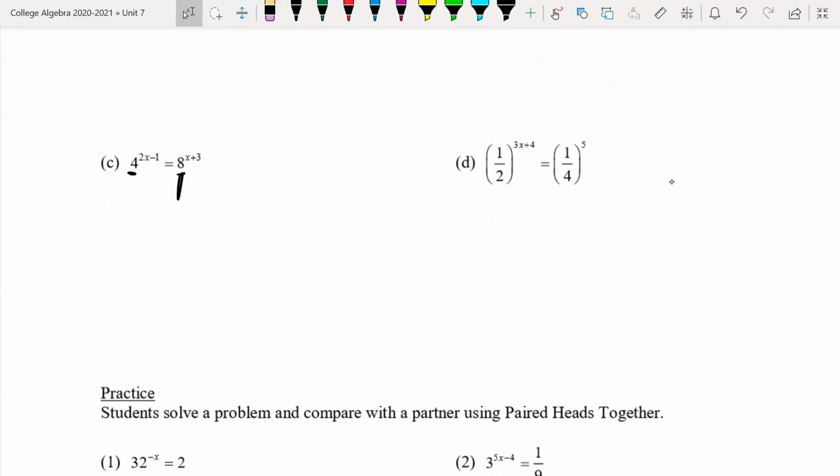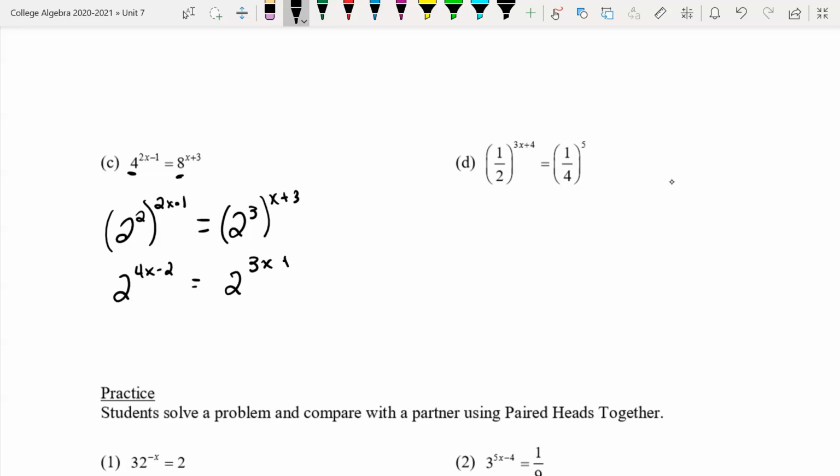This one, they're 4 and 8, right? I can't really rewrite 8 in terms of base 4, because 4 to the 2nd power is 16. But what I can do is rewrite both of them in terms of 2. So 2 to the 2nd gives me 4, but I still have that 2x minus 1. 2 to the 3rd gives me 8, but I still have that x plus 3. So now when you have an exponent to an exponent, you're going to multiply. So I'm going to say 2 to the 4x minus 2 equals 2 to the 3x plus 9. Now they have the same base. I can get rid of it and say 4x minus 2 equals 3x plus 9. And then I'm going to solve it. I'm going to subtract 3x, I'm going to add 2, and I'm going to say x equals 11.